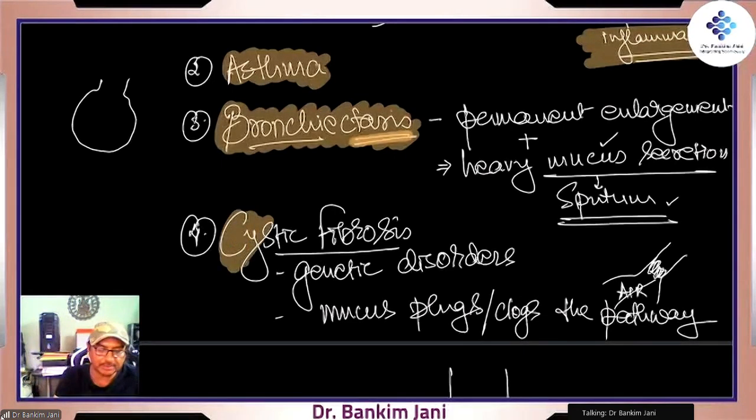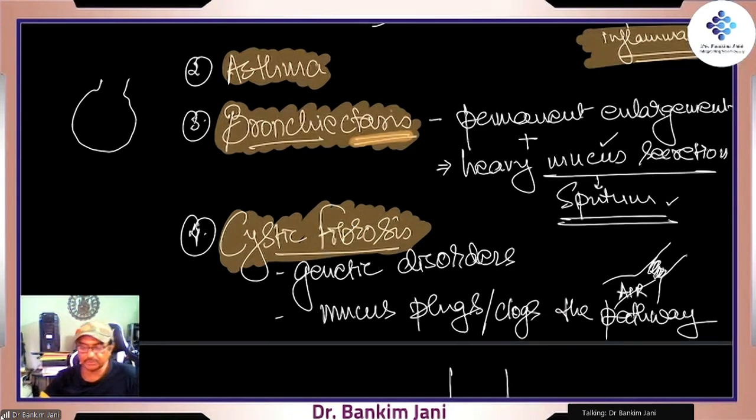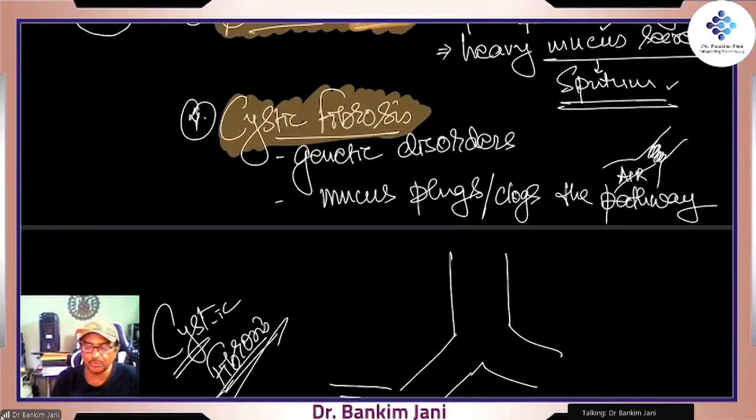Cystic fibrosis, right? This is a genetic disorder. And over here, the mucus plugs or clogs the pathway. That mucus will get accumulated in between, so the air won't be able to go out. See, the problem in all these cases is that air is unable to go out. So whatever air is inside has been trapped.